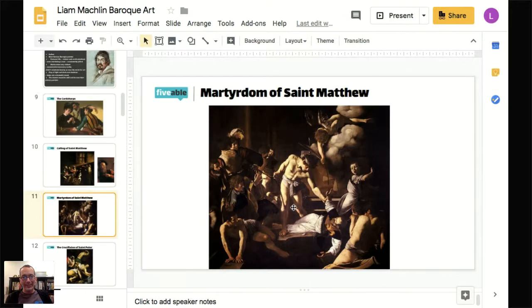So we see the second before the killing of St. Matthew, who is on the floor. We see the person here with the knife, and we see the angel reaching down, but we're not seeing Matthew necessarily reacting to that. We see the horror of everybody around the situation.